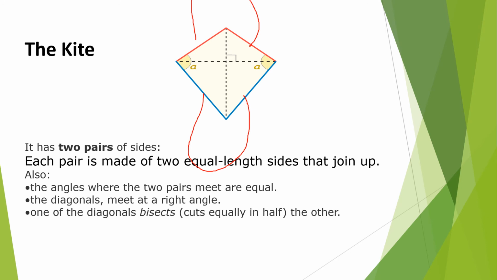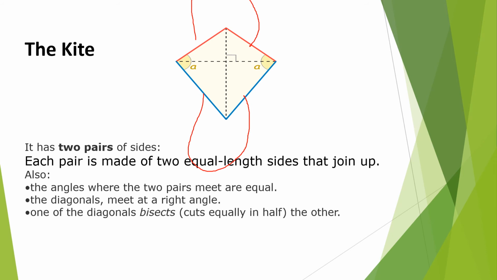Then children, let us know about the properties of kite. See, the angles where the 2 equal pairs meet are equal. In this figure, you can clearly observe that here angle A is equal to angle A. Why? Here, this is one of the equal pairs and this is another equal pair. At this point, the 2 equal pairs are meeting. That means intersecting. So angle formed at this point is equal to angle formed at the other point of meet.